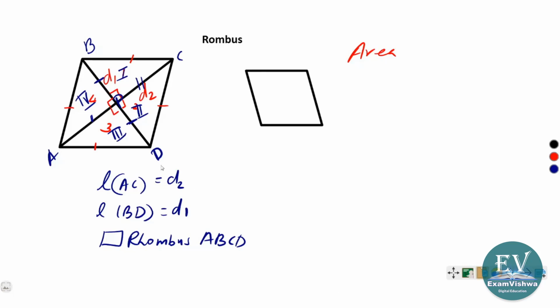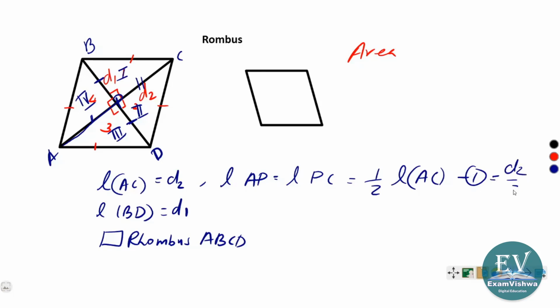If I consider length of AP, look here, from here to here, it is equal to length of PC, because the diagonals bisect each other here. So it is half, which is equal to half of length of AC. Clear? Keep this in mind. Which is equal to D2 upon 2.